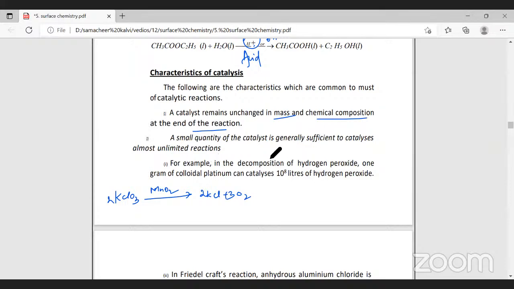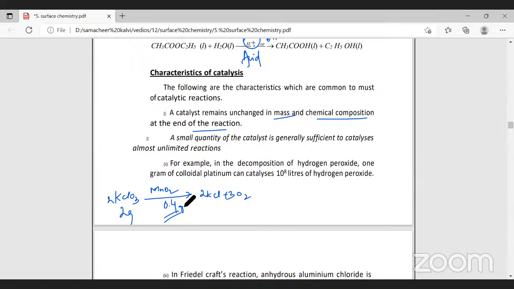The second property: a small quantity of catalyst is enough to bring about the chemical reaction. So if you take 2 grams of potassium chloride, around 0.4 grams of manganese dioxide is enough. So catalysts are generally used in small quantity. A small quantity of catalyst is enough to bring about the catalytic reactions.